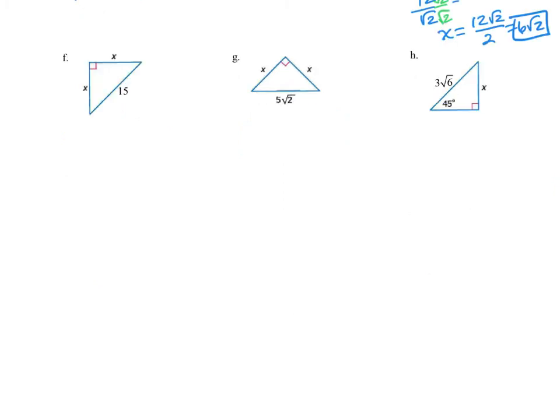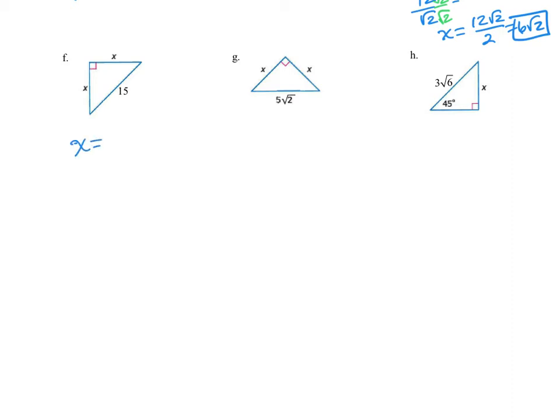So looking at example F, we can see it's a 45, 45, 90 triangle because these legs are the same. It's an isosceles right triangle where we know the hypotenuse. Now, if we knew one of the legs and we were looking for the hypotenuse, we would take a leg and multiply it by the square root of 2 to get the hypotenuse. This time we know the hypotenuse, so we need to get back to one of the legs. So we're going to go in the opposite direction.